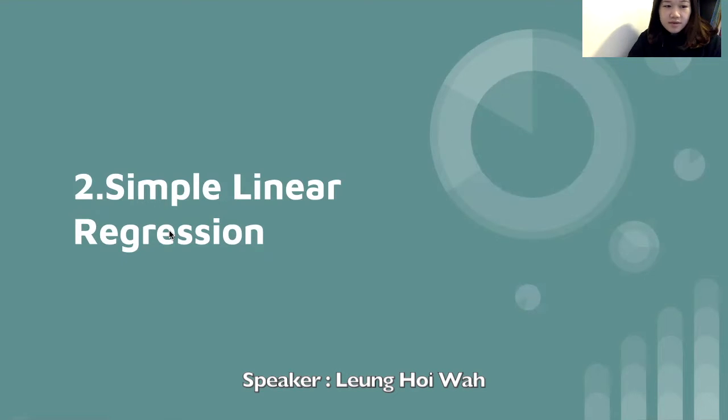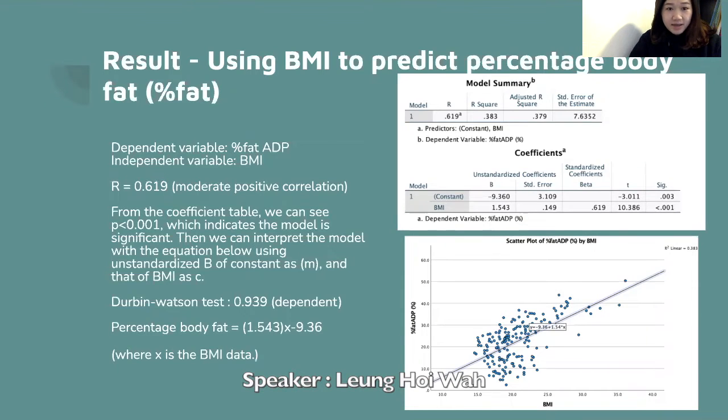Then we use the simple linear regression to find the regression model between BMI and percentage fat in order to predict percentage fat with BMI. In SPSS, we put percentage fat as the dependent variable and BMI as the independent variable. From the result, we can see that there is a moderate positive correlation between the two. The Durbin-Watson test that tells us the independence of residuals is 0.939. From the coefficient table, we can see that the p-value is smaller than 0.001, which indicates that the model is significant. Then we can interpret the model with the equation below using the unstandardized B of the constant as M and that of BMI as C, which allows us to predict the percentage of body fat with BMI data.